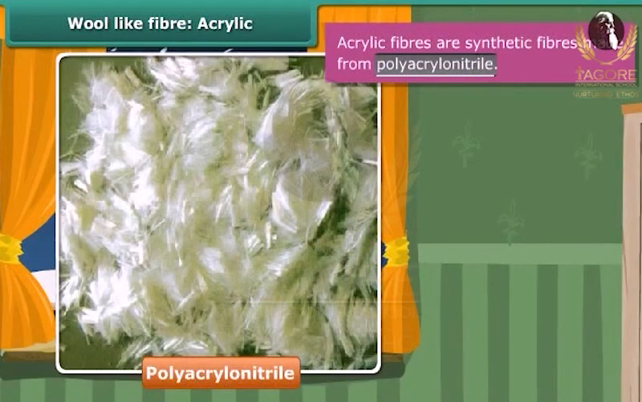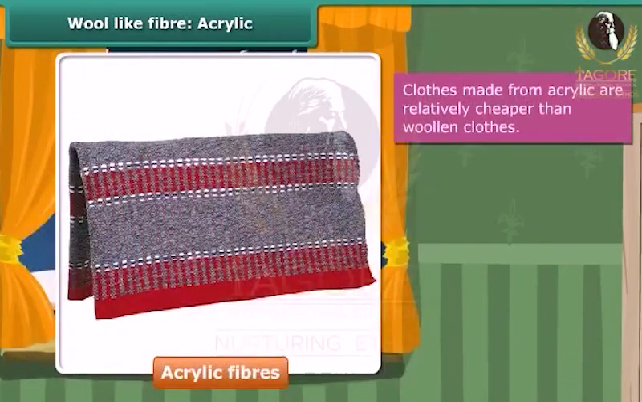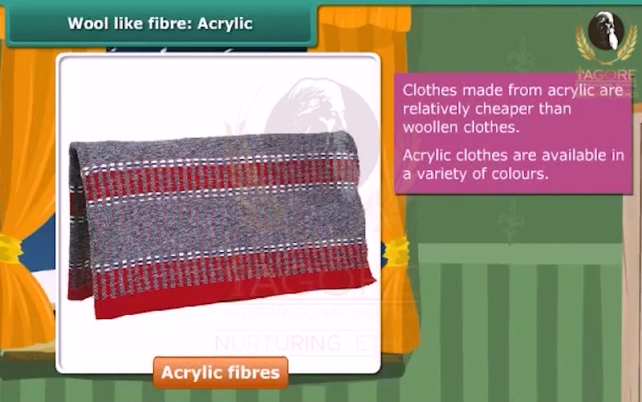Acrylic is lightweight, soft and warm with a wool-like feel. Can you think of any advantage of acrylic fiber over wool? The wool obtained from natural resources is quite expensive, whereas clothes made from acrylic are relatively cheaper. Besides this, they are available in a variety of colors. The disadvantages are that acrylic tends to fuzz easily and that it does not insulate the wearer as well as wool or cashmere.